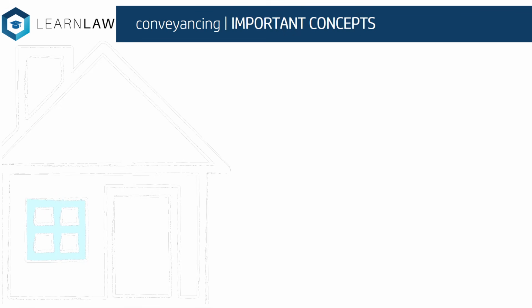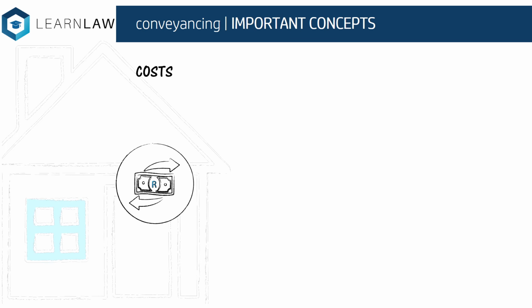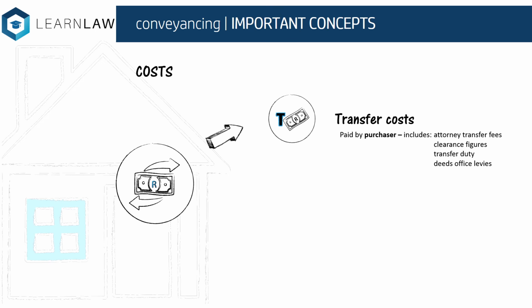The final concept we explore is that of costs and who is responsible for the payment of those costs. Transfer costs are all amounts paid to the transfer attorney for the transfer of the property. These costs are paid by the purchaser and include, amongst others, the attorney's transfer fees, municipal and body corporate clearance figures, transfer duty, and deeds office levies. The majority of these fees are fixed and can be found in the conveyancing fee guidelines published by the Law Society of South Africa on an annual basis.